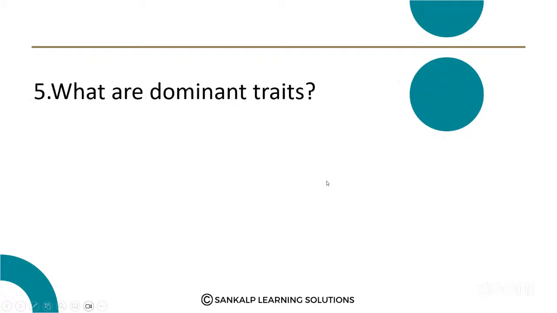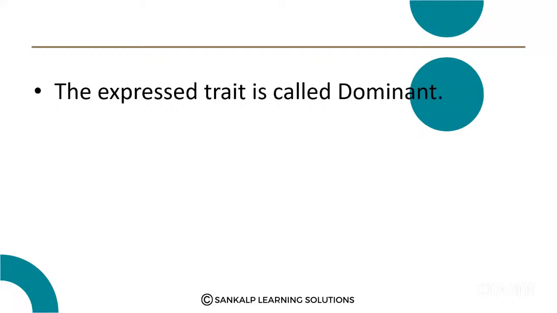Next one, what is a dominant trait? Dominant means which is expressed, that is called a dominant trait. Which is not expressed is called a recessive trait. The expressed trait is called the dominant trait.